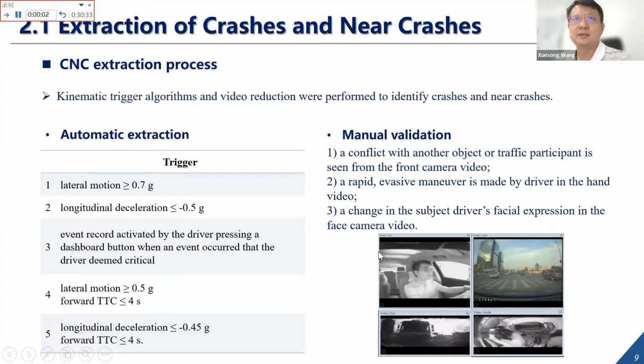So this is crash and near crash data extraction. We use kinematic trigger algorithms, and video reduction was performed to identify crash and near crash. First, we use triggers like lateral motion, acceleration, position, and TTC, and we use these to identify the event. After we identify it automatically, we validate the event manually with criteria like the conflict, rapid evasive maneuvers, and changes in the subject driver's expressions. This is just used as an indication for the conflict.